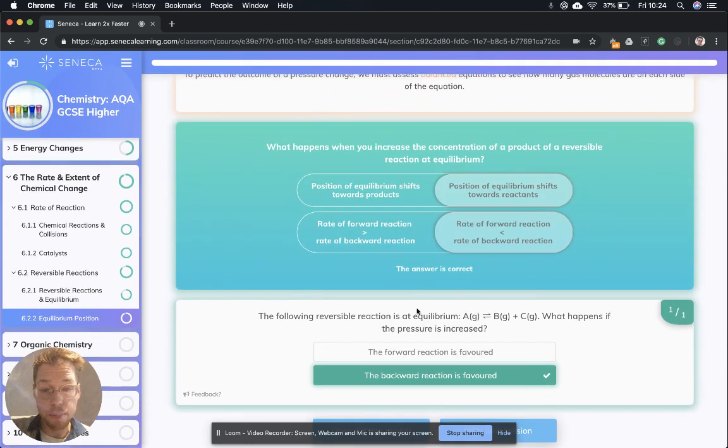Now let's just do an example of a gaseous reaction. So if we have A goes to B plus C, and all of them are gaseous, what happens if we increase the pressure? Well, if we increase the pressure, the system's going to want to respond to reduce the effect of that change. So we increase the pressure, there's more gases on the product side than the reactant side, so the equilibrium is going to shift in the backward direction towards the side with fewer gas molecules. Because if we make more of the reactants, the pressure is going to decrease because there are fewer gas molecules.